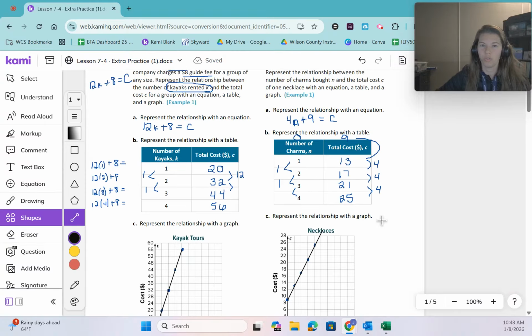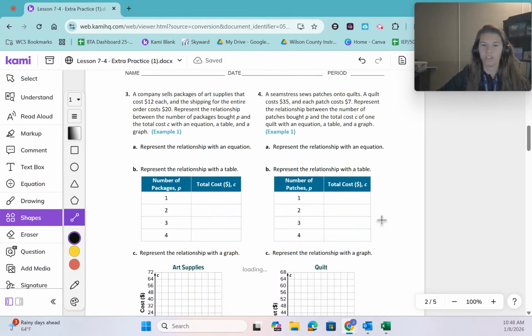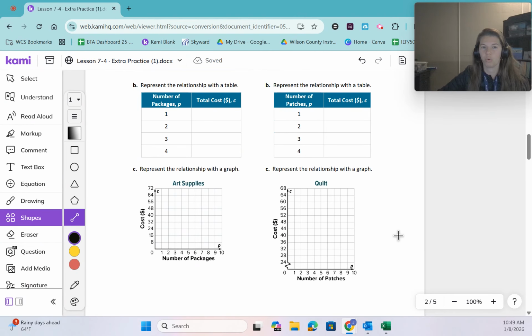So those are some examples here. Here are two more that you can try on your own if you would like. And then they have a graph down here as well that you can do.